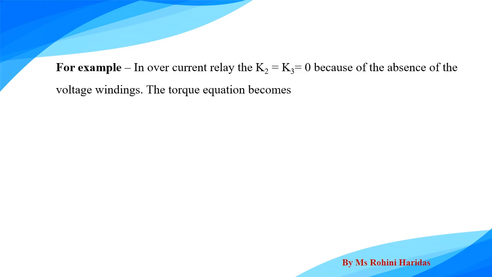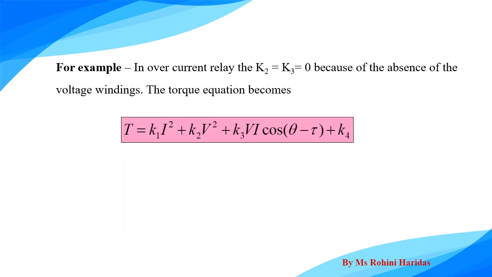Now let us consider the case of the overcurrent relay. In the overcurrent relay, the operating torque will be provided by the current coil and the restraining torque will be provided by the spring constant. In the overcurrent relay, K2 and K3 will be equal to 0 because of the absence of the voltage winding.